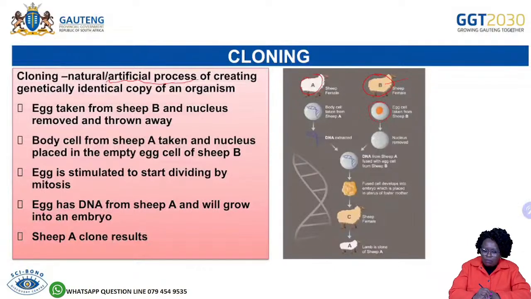Then the egg cell is removed from sheep B. And what happens? The nucleus is removed. And what happens to it? Thrown away. That is why, look at this egg now.